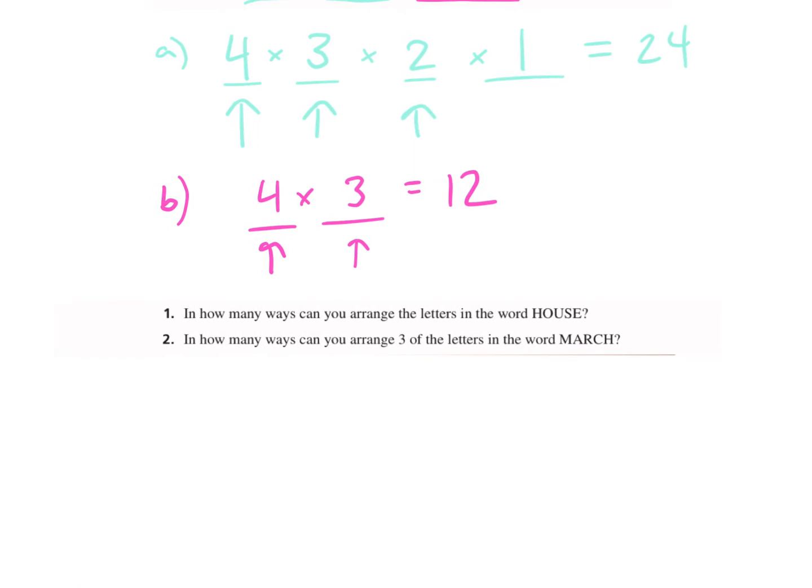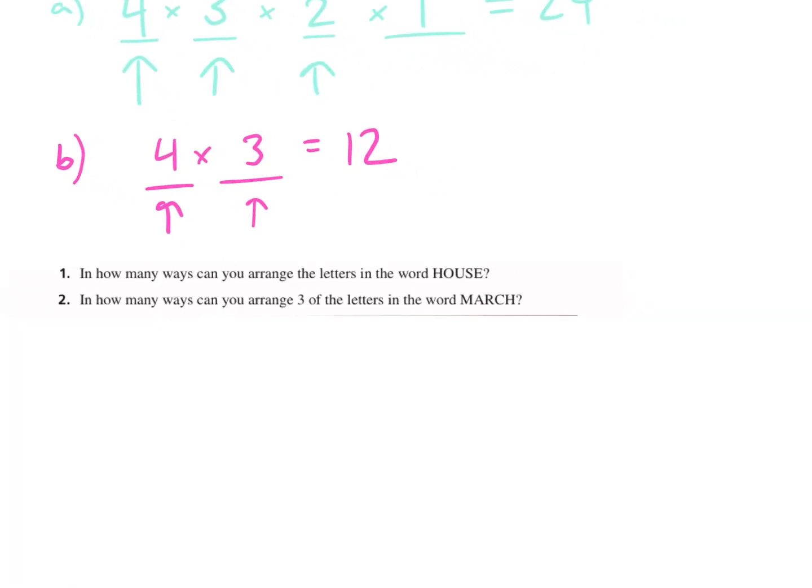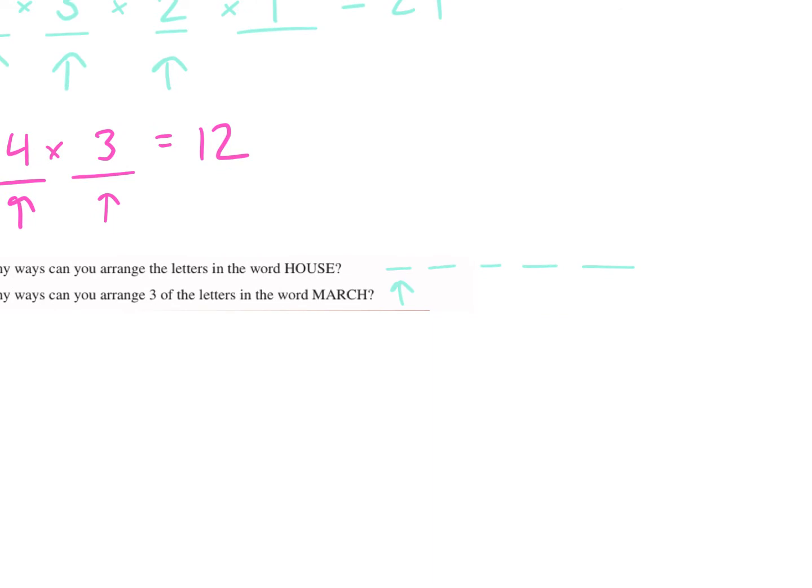All right, let's do 2 more down here. How many ways can you arrange the letters in the word house? So how many letters total do we have in house? 5. 1, 2, 3, 4, 5. So how many different possible letters can we have in our first place here? 5. So let's say we put H first. Now how many different possible letters can we put in our second spot? 4. And then 3, and then 2, and then 1. Multiply all of these together. What do we get? 120.